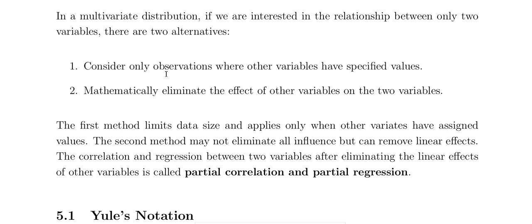The first method limits data size and applies only when the other variables have assigned values. The second method may not eliminate all influence, but can remove the linear effects. The correlation and regression between the two variables after eliminating the linear effects of the other variables is called the partial correlation and the partial regression.